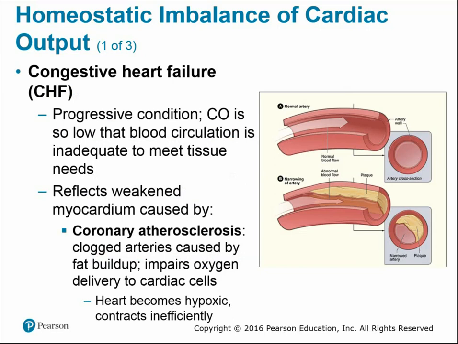Another type of homeostatic imbalance would be congestive heart failure. This is a progressive condition where the cardiac output eventually gets so low that blood circulation cannot adequately meet the tissues' needs. Typically this is due to a weakened myocardium that's caused by coronary atherosclerosis. So clogged arteries can cause fat buildup and can impair the oxygen delivery and the blood flow through the heart and the cells. So eventually the heart can become hypoxic and contract inefficiently or even lead to a heart attack.